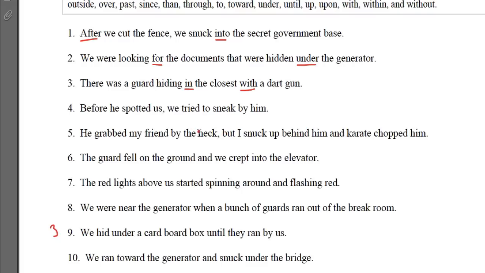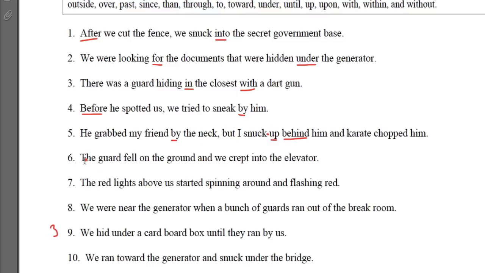We could say without would be a preposition. Before he spotted us, we tried to sneak by him. This is like number 1. We start with a preposition of time. Before he spotted us, we tried to sneak by him. That's a preposition of direction. Some might say it's a preposition of space. He grabbed my friend by the neck, but I snuck up behind him and karate chopped him. Here we have by again. Some might argue that up is a preposition talking about how we snuck. Others might actually hyphenate this.